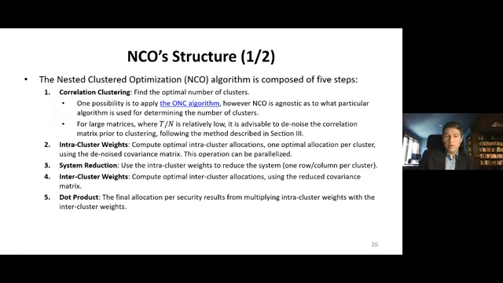What is the solution? The solution is computed in step 5. That's the dot product of the 2. We compute the dot product. Essentially, if we have allocated, let's say, 10% to one cluster, now this 10% will be sub-allocated using the weights estimated in step 2.